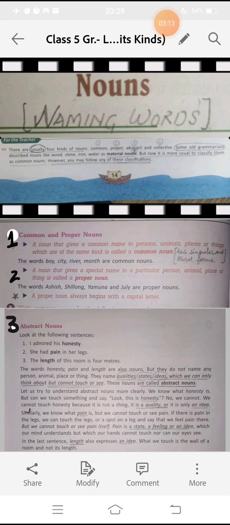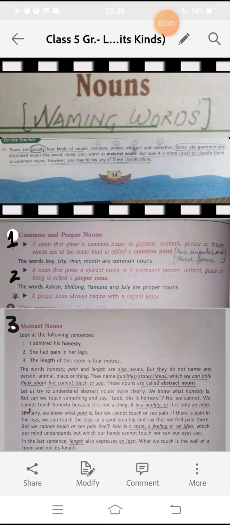Now come to number 1 point, common noun. A noun that gives a common name to persons, animals, places, or things which are of the same kind. Please note it, which are of the same kind is called a common noun. Usually, common nouns have singular and plural form. A common noun has a singular and a plural form.